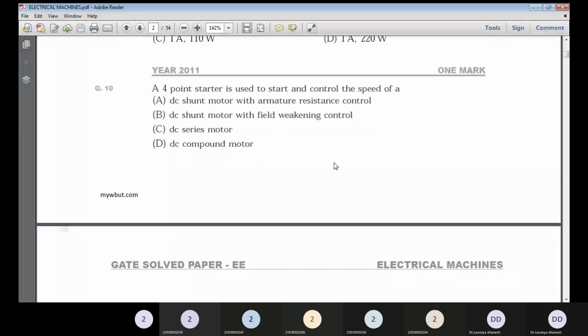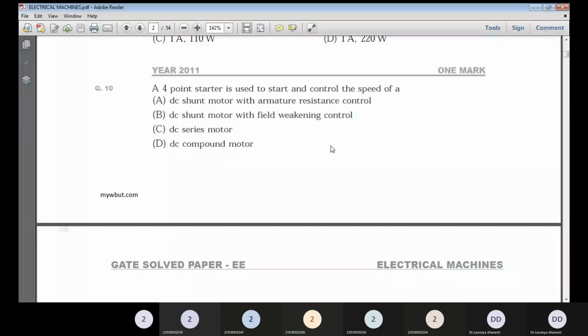Next one is: the 4-point starter is used to start and control the speed of... So starters, you have to recall. Any guesses? 4-point starters, 3-point starters. So what is the 4-point starter used to start and control the speed of? For what purpose? We have 4 answers.